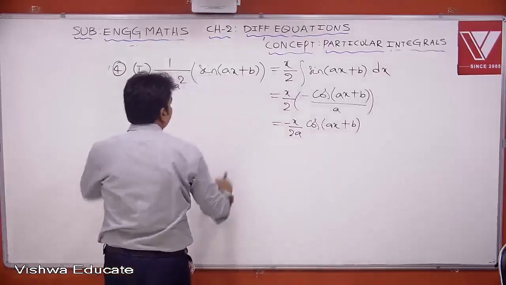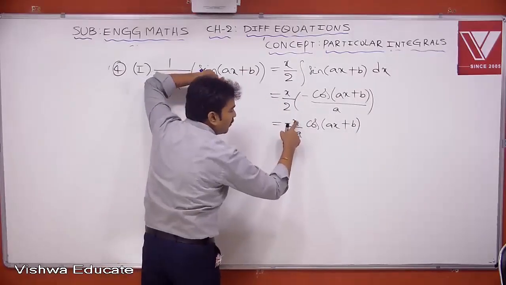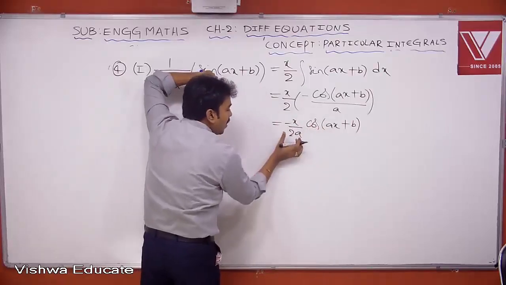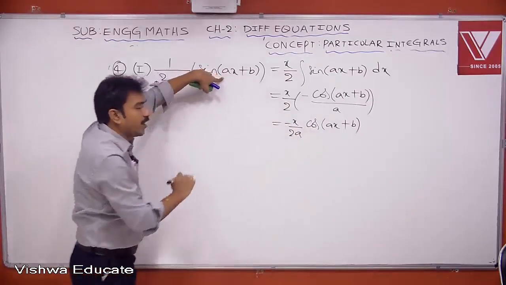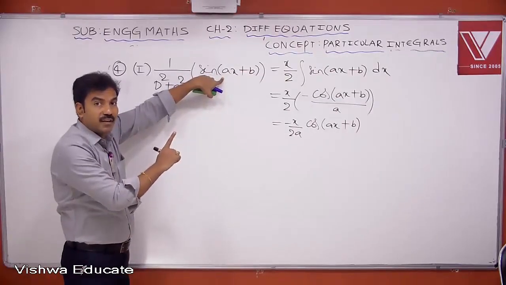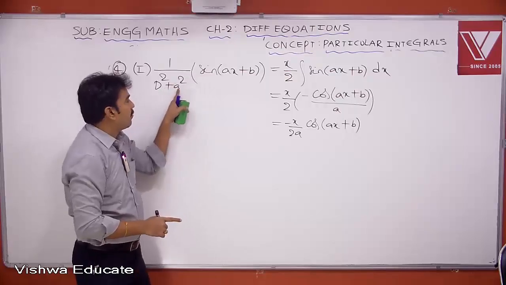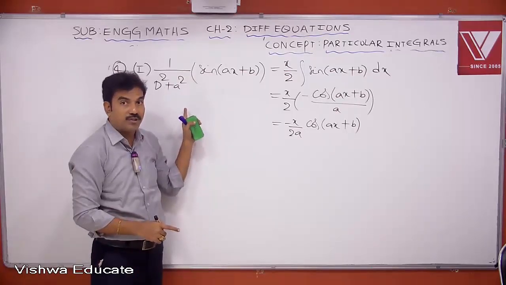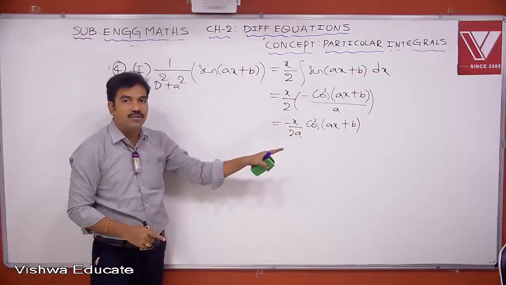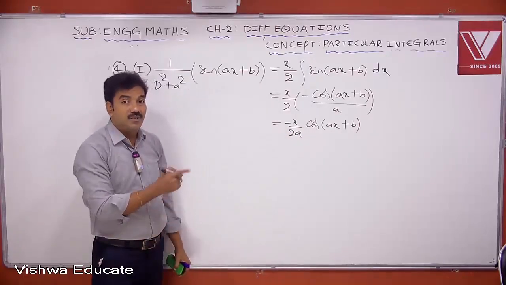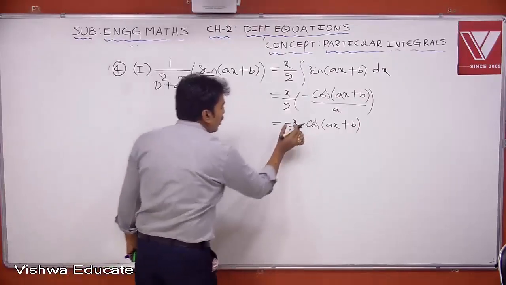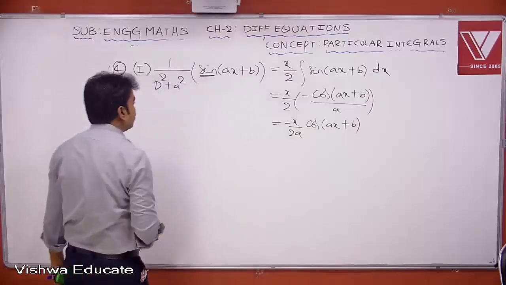Therefore in this case the sine function becomes a variable multiple of the cos function, along with the constant minus 1 by 2a. But in case number 3, we don't have that situation. When you replace D square by minus a square, we are not getting a 0 expression. Therefore the result is a constant multiple of sine plus a constant multiple of cos. But in this case the result is a variable multiple of cos. So the sine function is converted into a variable multiple of the cos function.